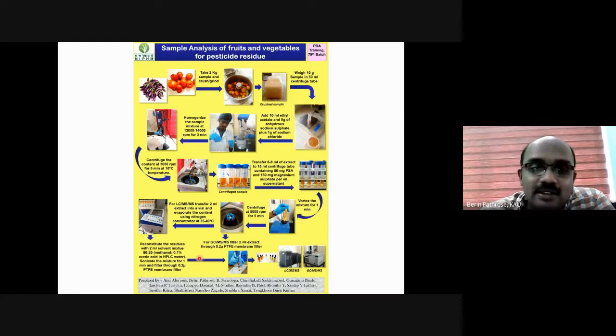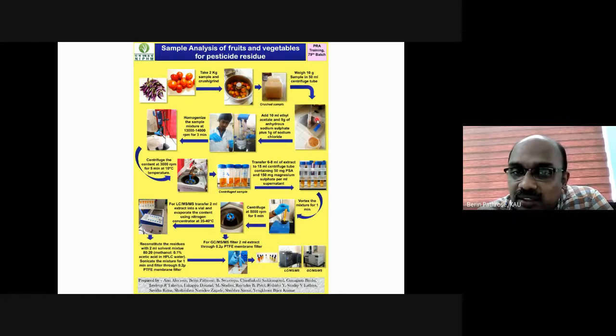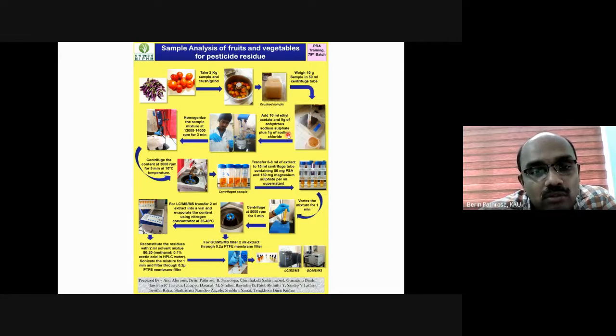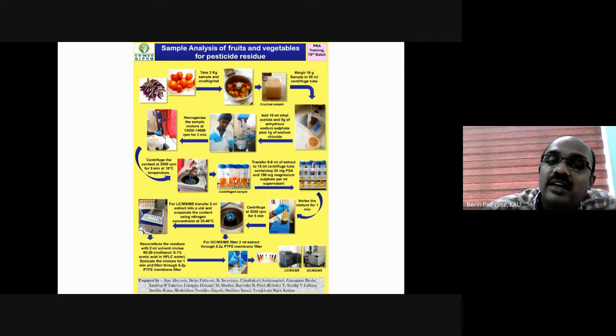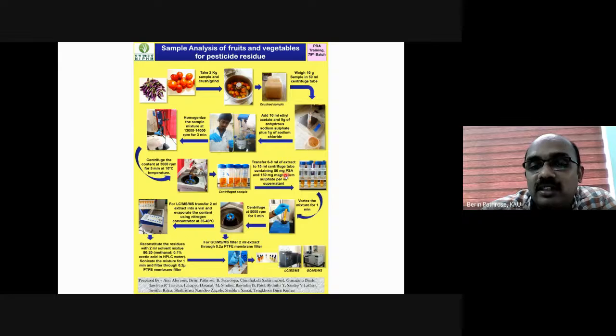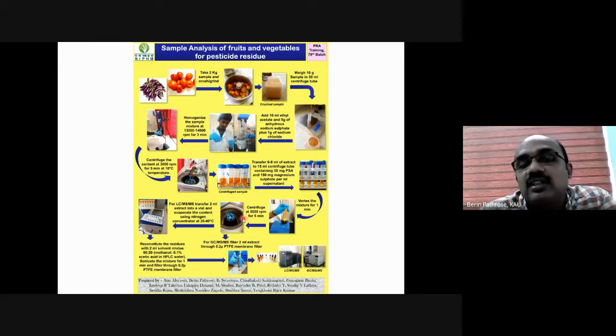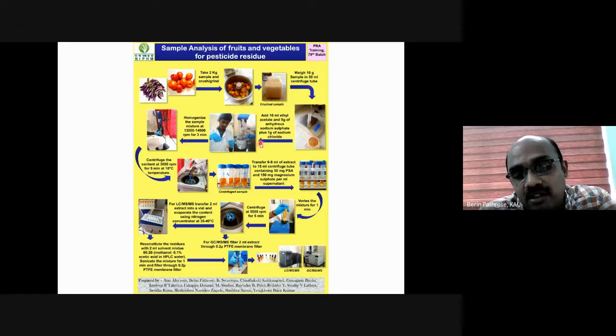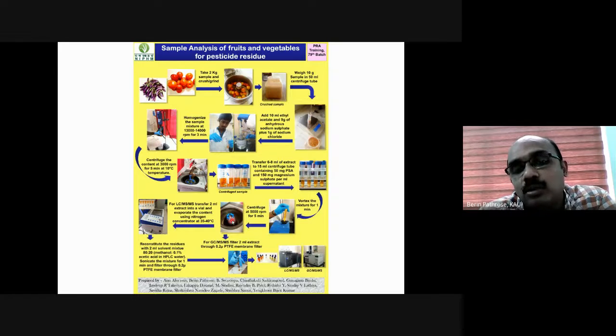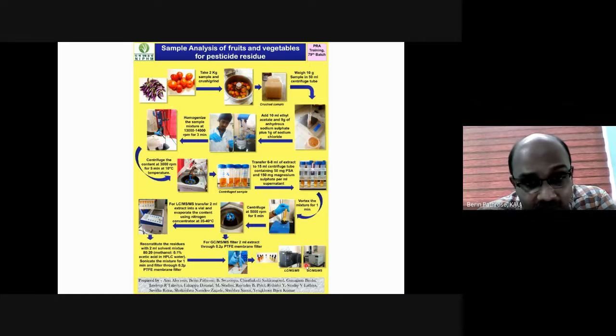So I will repeat. Take the sample, crush it. From the crushed sample, take 10 gram, add anhydrous sodium sulfate 9 gram and sodium chloride 1 gram. Then homogenize it, centrifuge it, take the supernatant into a 15 ml centrifuge tube, add primary secondary amine and magnesium sulfate, mix it thoroughly, centrifuge it. Since we have used ethyl acetate, 2 ml of this supernatant can be directly filtered and taken for GCMS analysis.